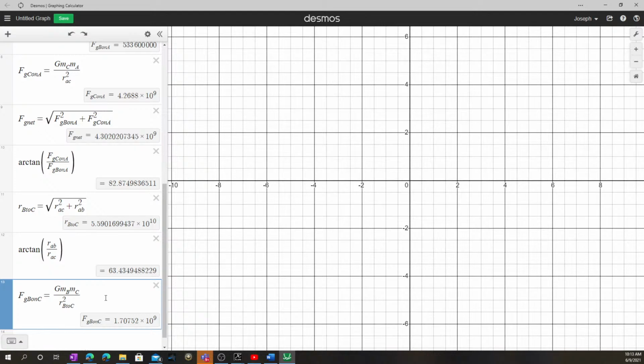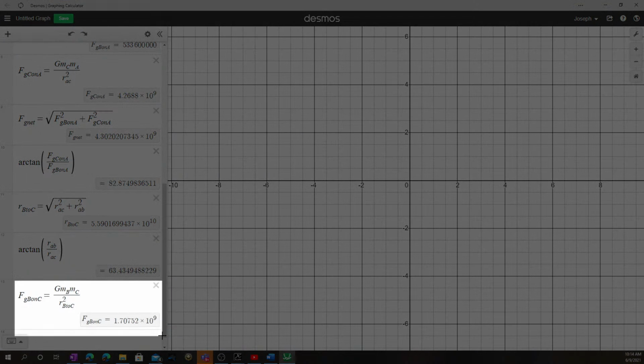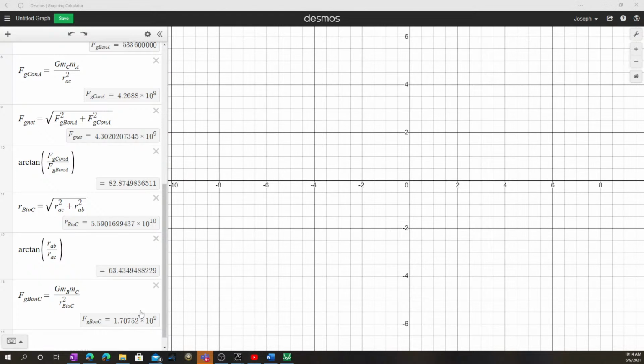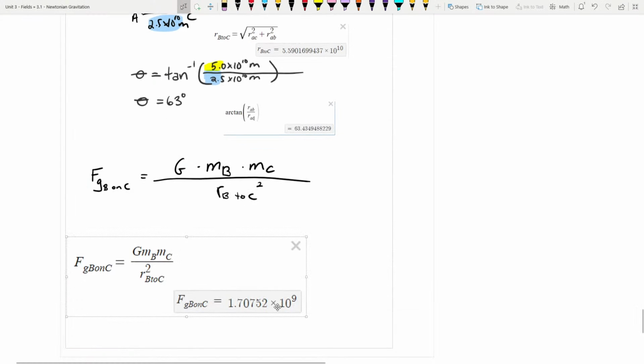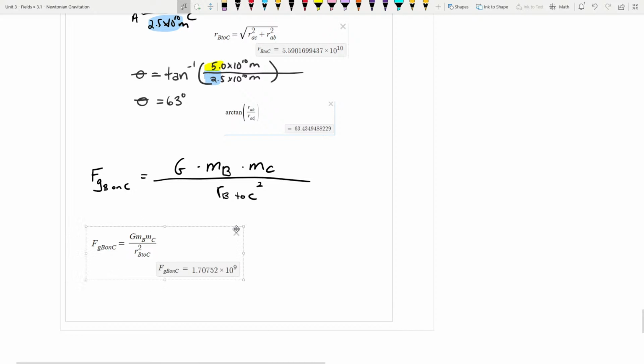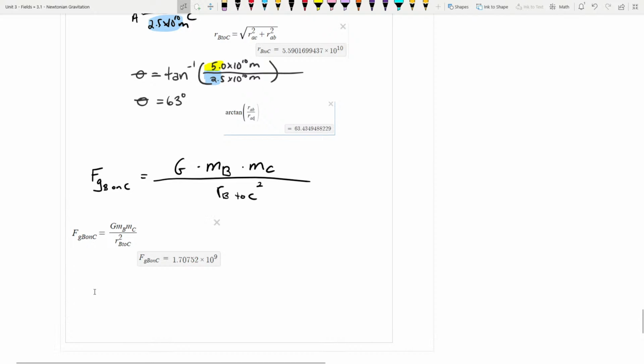Oh, I did something horribly wrong. There we go. All right, and we should get 1 point, how many sig figs do we want? Just 2. So we should get 1.7 times 10 to the 9. And there we go. We got it. So we can say the force of gravity of B on C is just going to be 1.7 times 10 to the 9 newtons, and that's going to be 63 degrees off the x-axis.